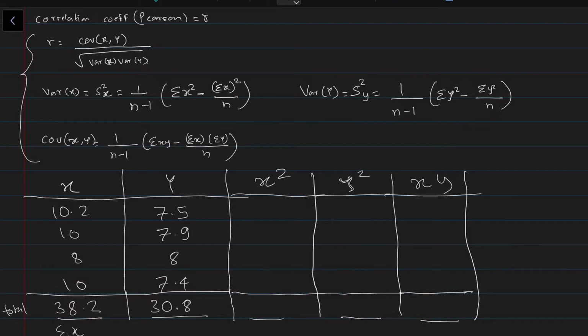Now you do X square for each individual X value. That means in the first row, we are going to get the square for 10.2. So in here is going to be 10.2 the whole square. So I'm going to just write the final answer.